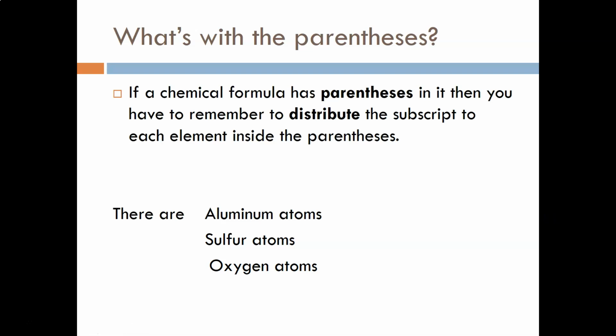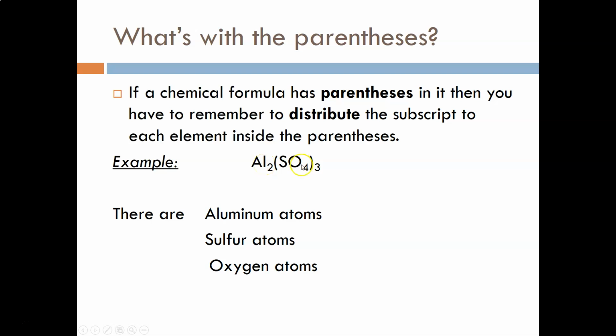Sometimes you may see parentheses. So for example, in this compound, Al2(SO4)3, with parentheses around SO4 and a little subscript of a 3. When you have parentheses like this, what you have to do is distribute, kind of like in math class. We look at the end of the parentheses, and this is telling me that I have 3 of these SO4 packages, okay? So I have 2 aluminums.